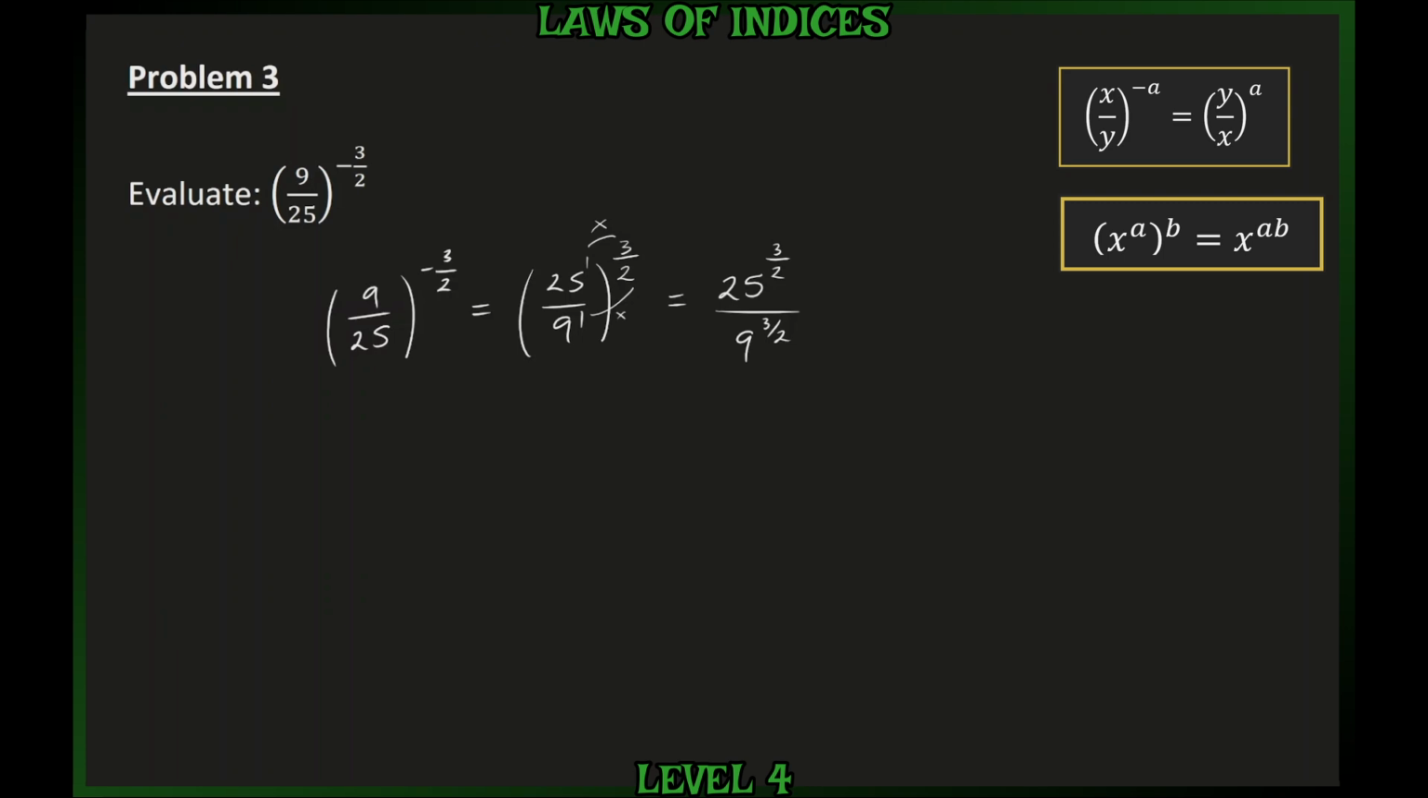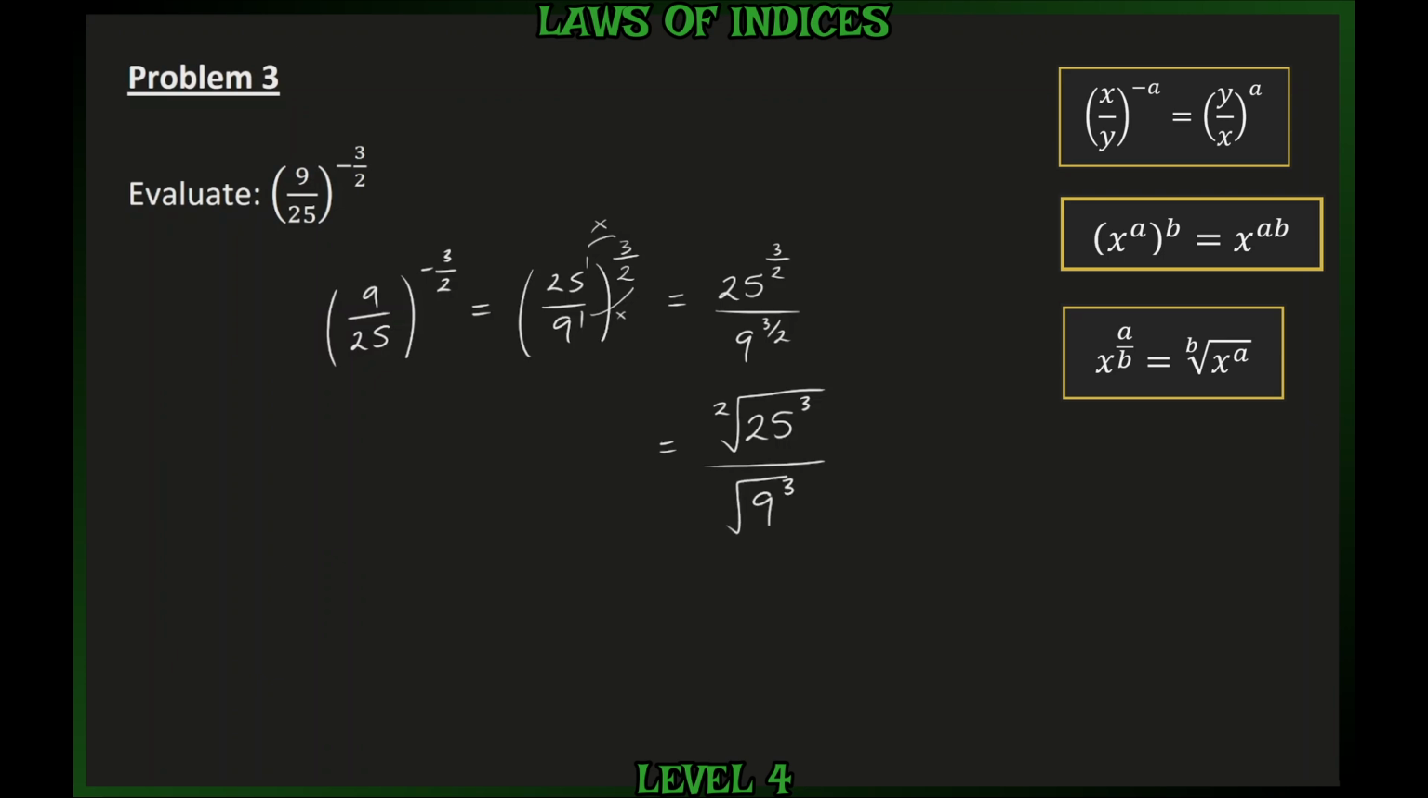Now, since both numerators and denominators have fractional powers on, we can use this law. And the law tells us that the numerator of each fraction is our power, and the denominator is the root. So 25 to the power of 3 over 2 can be rewritten as 25 to the power of 3 and then the square root of that. And in exactly the same way, 9 to the power of 3 over 2 can be written as 9 to the power of 3 and then the square root of that.